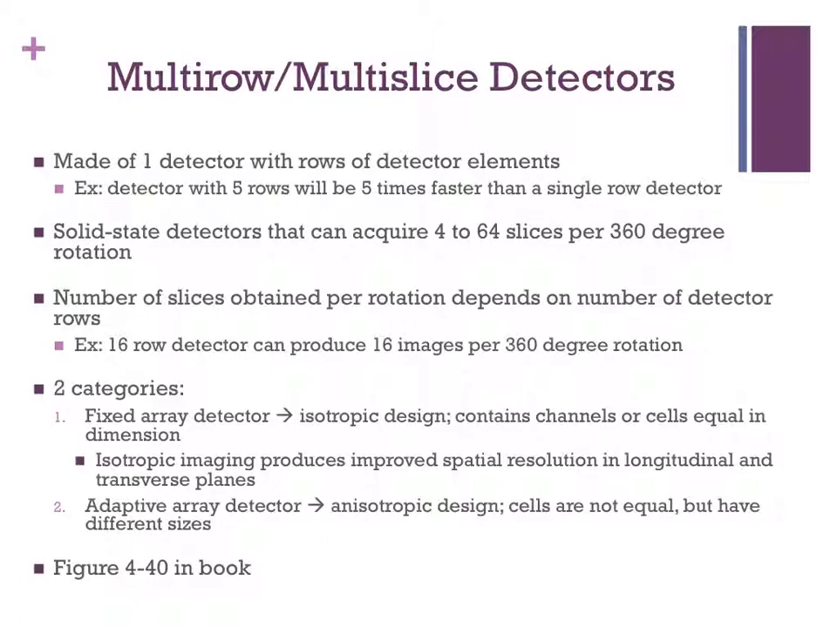There are 2 categories: the matrix array, which is also known as the fixed array detectors, and adaptive array detectors. The fixed array detectors have an isotropic design, and they contain channels or cells that are equal in dimension. The isotropic imaging produces improved spatial resolution in longitudinal and transverse planes. The adaptive array detector includes an anisotropic design, and the cells are not equal, but they're actually different sizes. Take a look at figure 440 in your book for these 2 different categories.